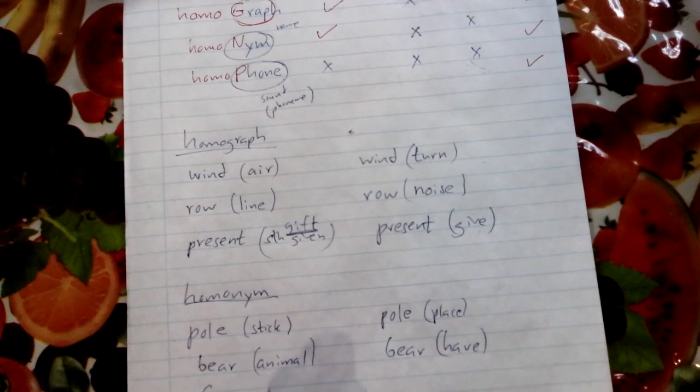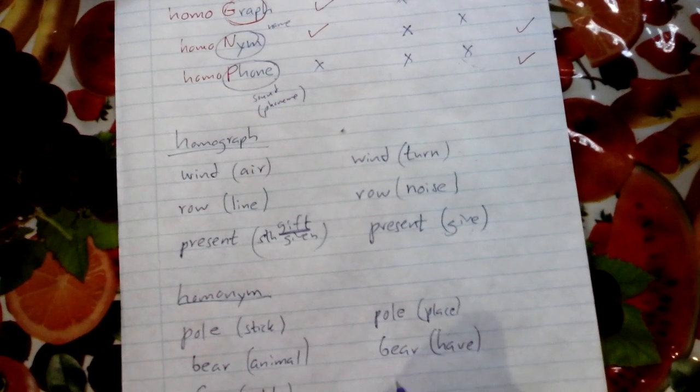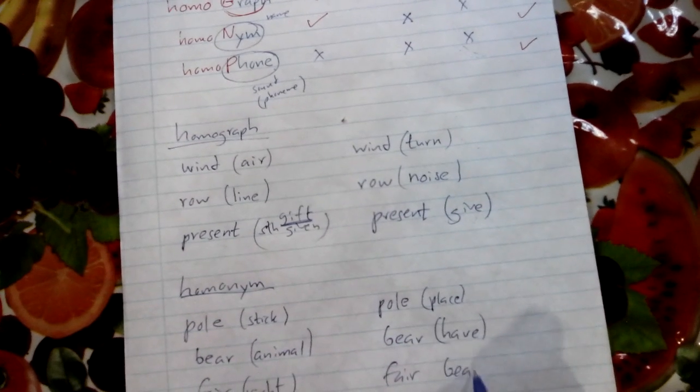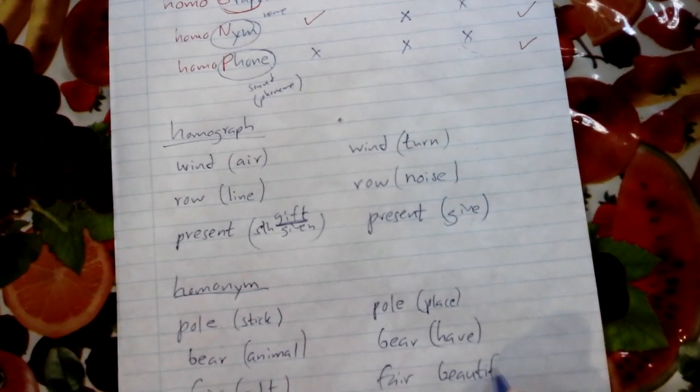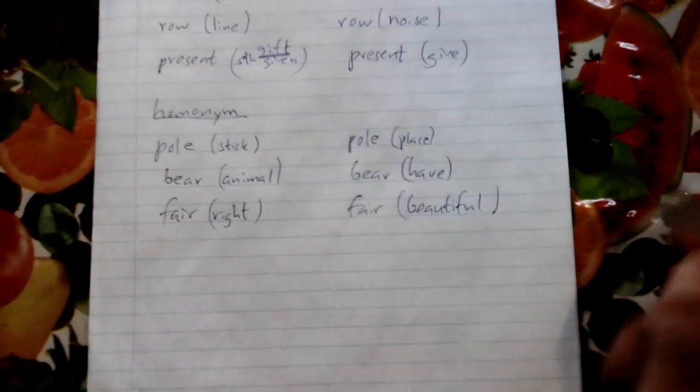And this is fair, which means right, morally right, upright, a fair trial. And this is fair, once again, that means beautiful, a fair maiden, Sleeping Beauty, something like that, right? So these are my examples here.